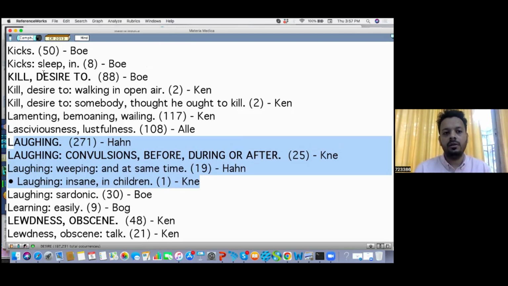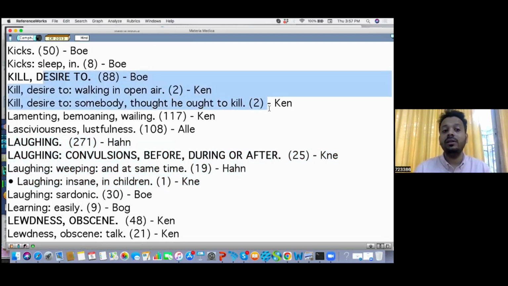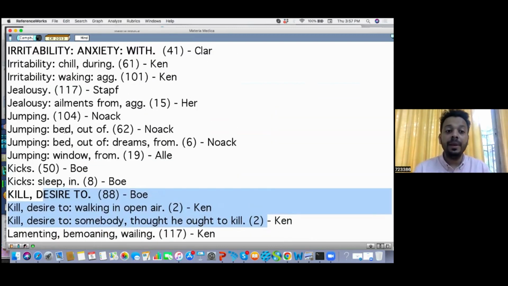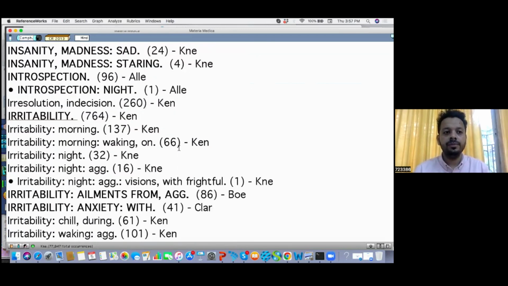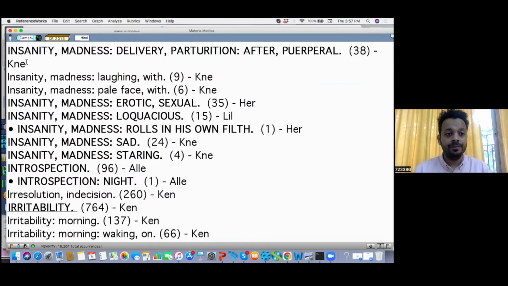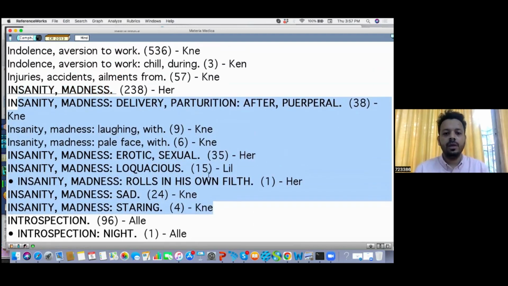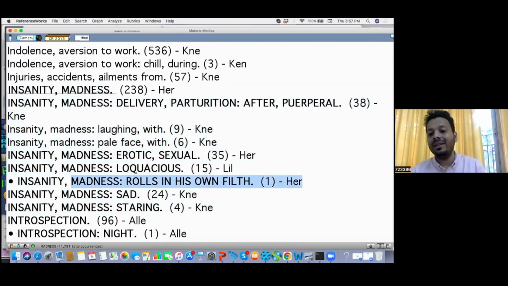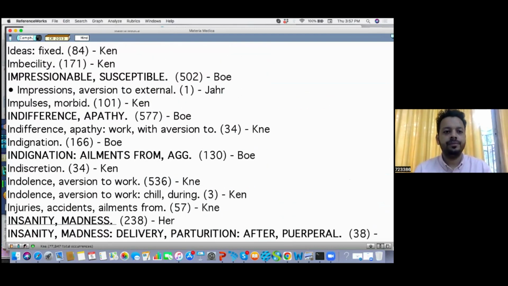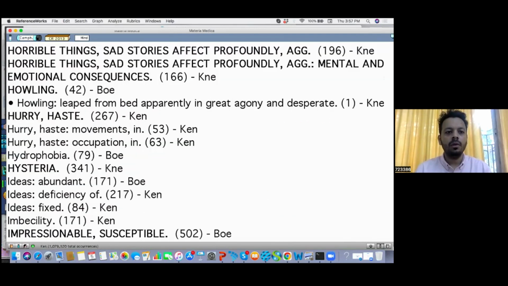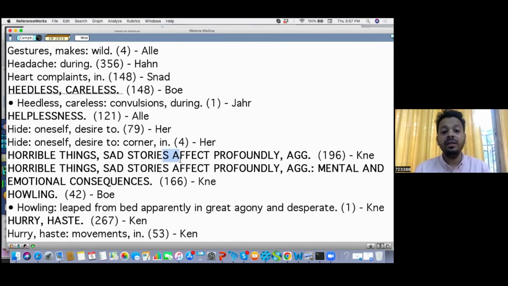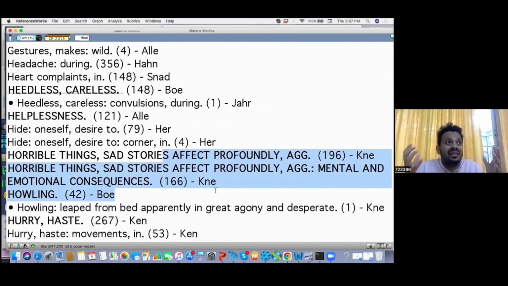Kill desire. Thought he ought to kill somebody. Jumping desire from dreams. Insanity, insanity laughing, insanity erotic sexual. Loquacious, staring. Insanity rolls in her own filth. Horrible thing, sad story affects her profoundly. Howling, a little fear, and they are so scared they howl.